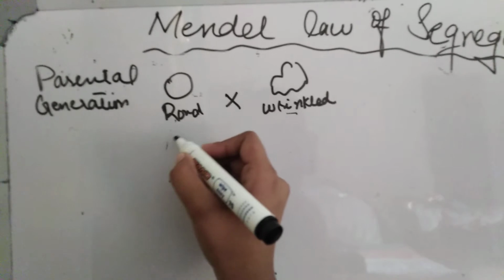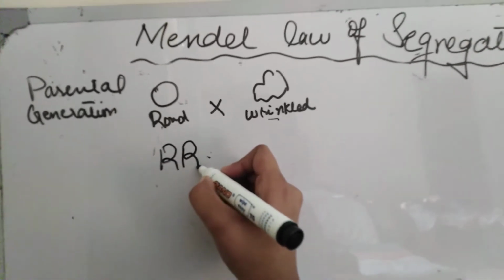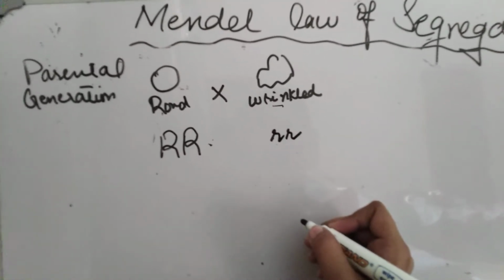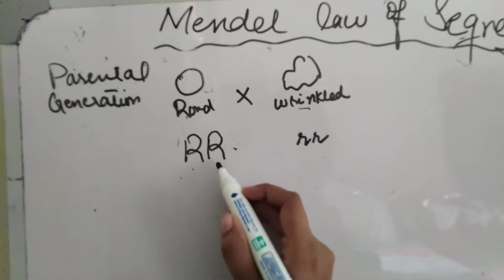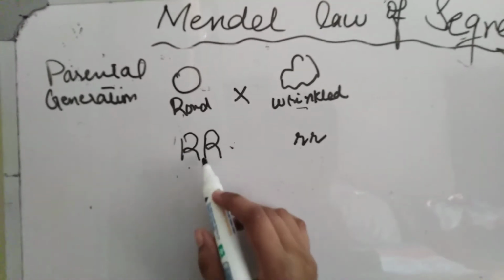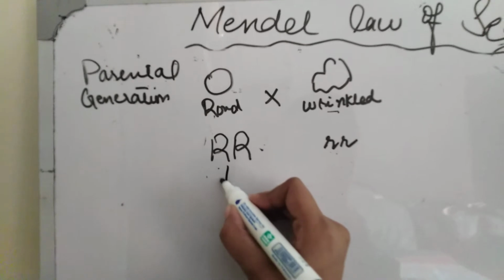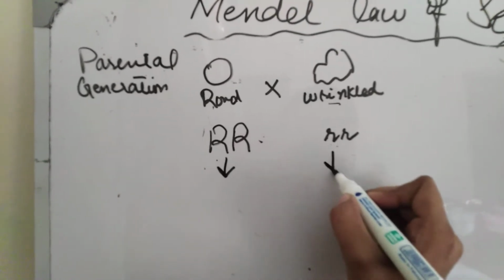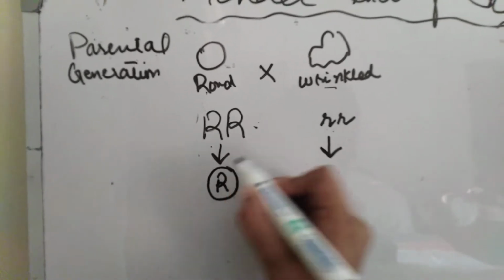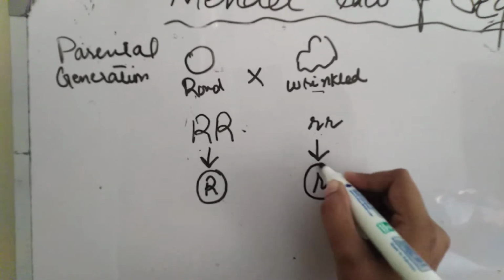I am going to draw its genotype. Its genotype will be capital R and capital R. Wrinkled genotype will be small r and small r. Capital R denotes dominant, and small r denotes recessive. A dominant and recessive relationship exists between these two. Now we are going to generate its gametes. All its gametes will be capital R. Now generate the other gametes. All of its gametes are small r.